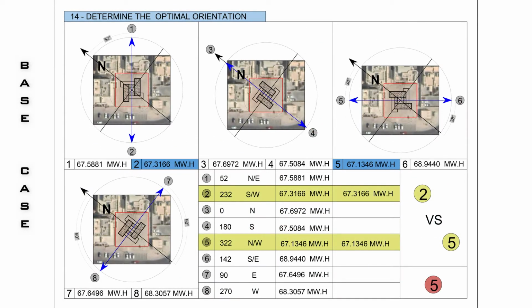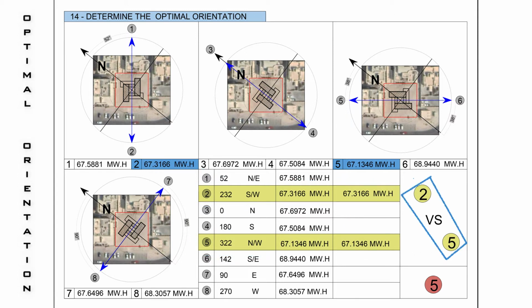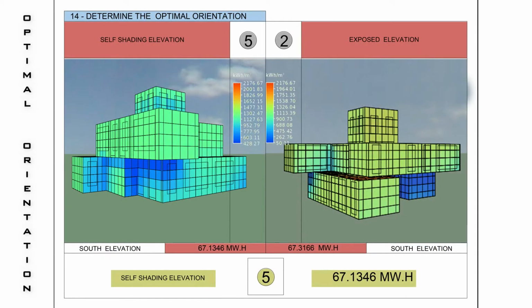Determine the optimal orientation. After we relocated the house in 8 different orientations and calculated the predicted energy consumption for each direction, we highlighted 2 preferable orientations because of their alignment to the road and their lowest energy consumption. Then we selected orientation number 5, not only because it has lower energy consumption, but also because it has a self-shaded elevation toward the southwest instead of the exposed one for orientation number 2.